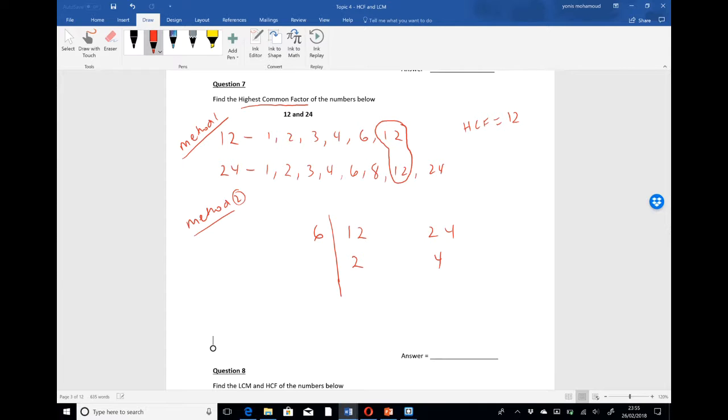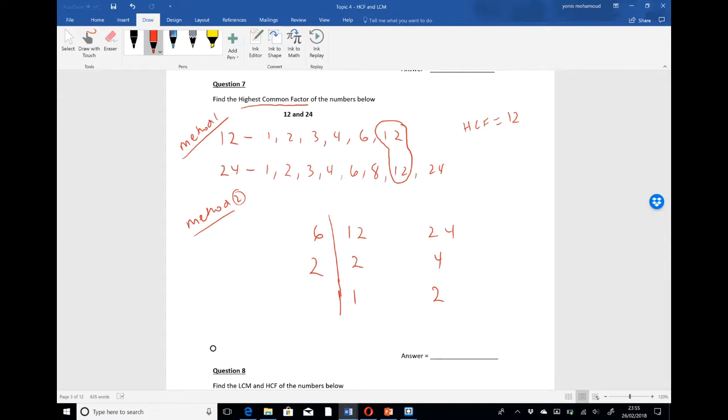Then you're going to look at 4 and 2. Can you find a number that goes into both 2 and 4? Yep, 2. Then you do 2 divided by 2, which is 1, and 4 divided by 2, which is 2. Can you find a number that goes into both 2 and 1? Nope. And that's where you're going to stop.